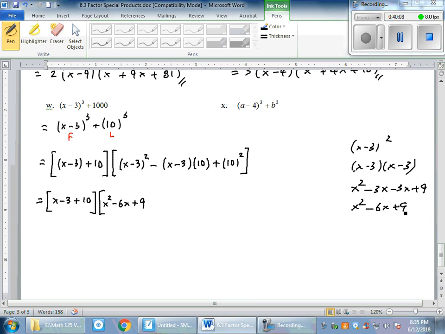And now I'm distributing the negative 10, that will become negative 10x plus 30 plus 100, because 10 squared is 100. So finally, my final answer will be x plus 7 when you combine like terms on the first part. On the second part, it will be x squared minus 16x plus 139. And this trinomial is not factorable, and that will be my final answer for this one.